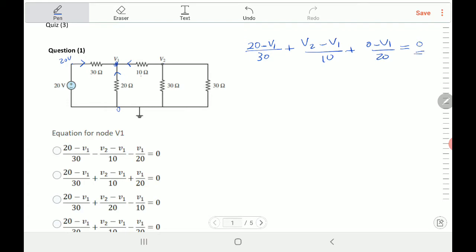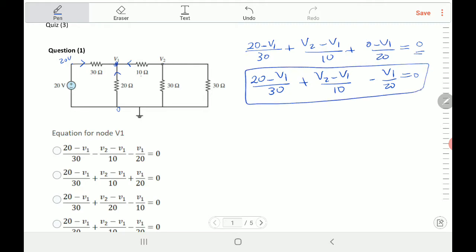If you rewrite the equation in a nicer form, you'll say (20 minus V1) over 30 plus (V2 minus V1) divided by 10 minus V1 divided by 20 is equal to 0. And that's your solution. Then you try to find the closest answer. If you cannot find a closest answer, you may rearrange the terms to match.